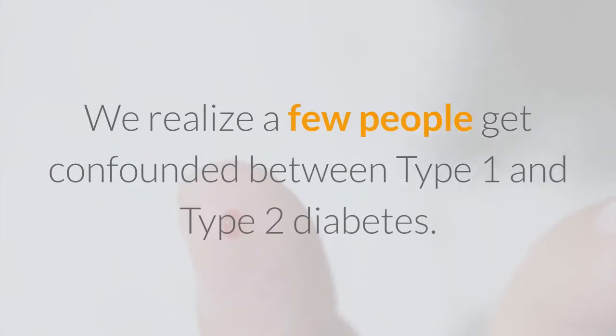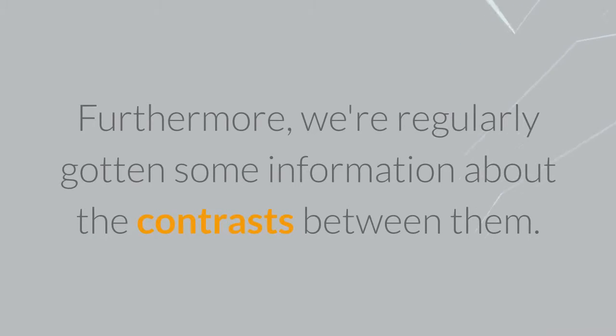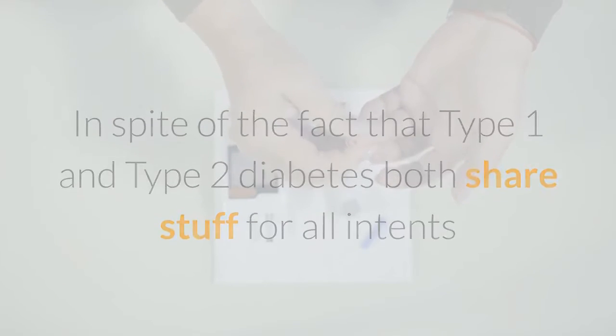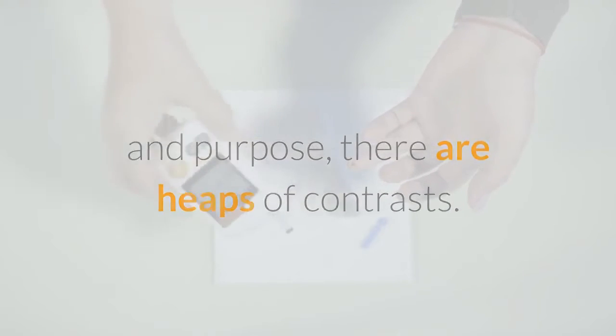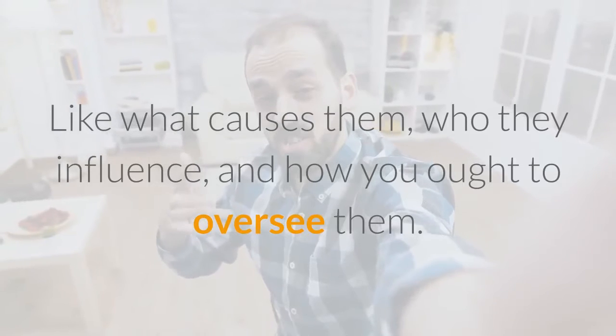We realize a few people get confused between type 1 and type 2 diabetes. And we're regularly asked about the differences between them. Although type 1 and type 2 diabetes both share things in common, there are lots of differences. Like what causes them, who they affect, and how you should manage them.